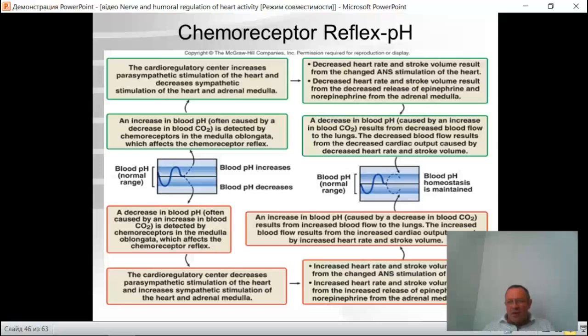Impulses go to cardioregulatory centers. From the centers, impulses go to the heart and increase heart rate through the effect of the autonomic nervous system and higher concentration of epinephrine. As results, blood pH increases through the increased blood flow through the lungs and increased cardiac output, heart rate and stroke volume.